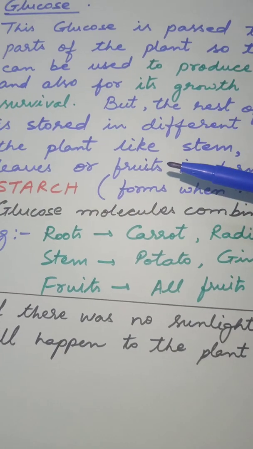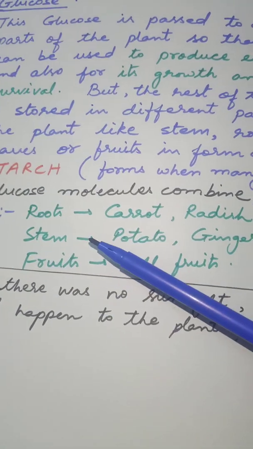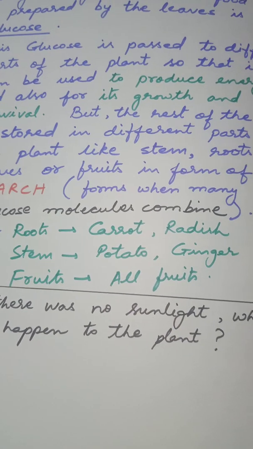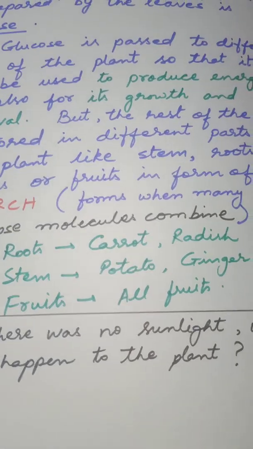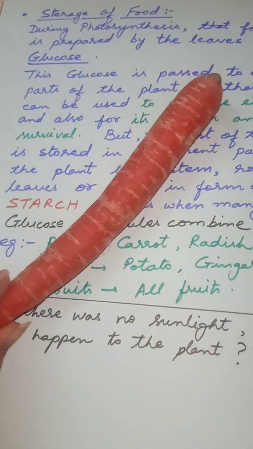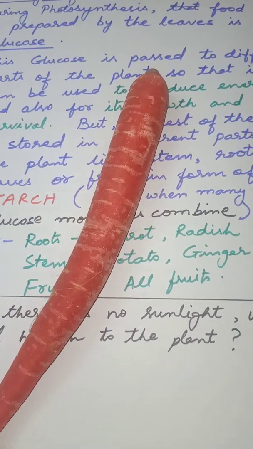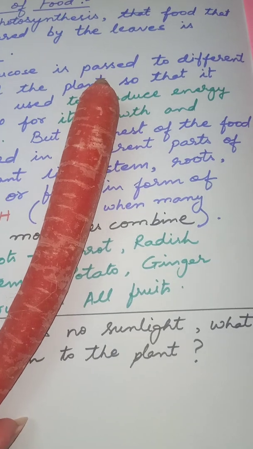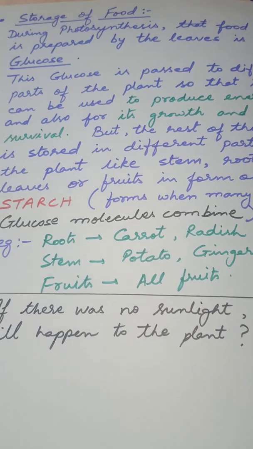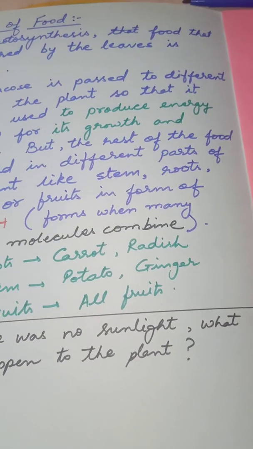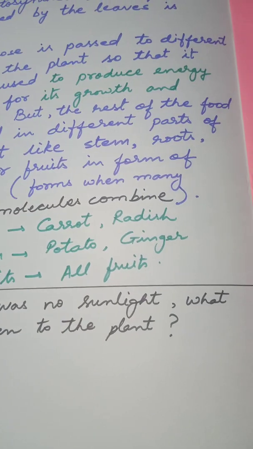Starch is present in a number of things. For example, if you talk about roots, you all eat roots. Have you eaten carrot? What is a carrot? It is a root, and we all eat it. Why? Because it contains stored food, that is starch, and it is very nutritious. Then have you eaten potato? Have you seen ginger? They are all storing food.